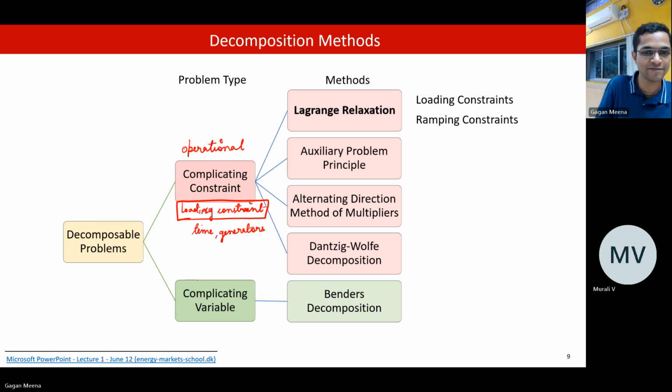Similarly, another type of problem is the complicating variable, and planning problems generally fall in this category. Because what happens, these variables are generally discrete variables. It can be continuous also.